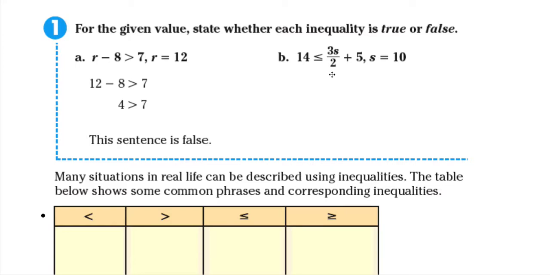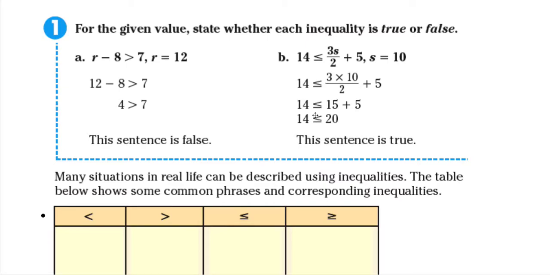Letter B. We have 14 is less than or equal to 3s over 2 plus 5. If we substitute the value of s, which is 10, we get 14 less than or equal to 3 times 10 divided by 2 plus 5. Following the order of operations, we'll multiply 3 times 10 first. So you now have 14 less than or equal to 30 divided by 2, which is 15. Plus 5 will give you 20. And 14 is less than or equal to 20. If you notice, this is a true sentence. Therefore, the sentence is true.